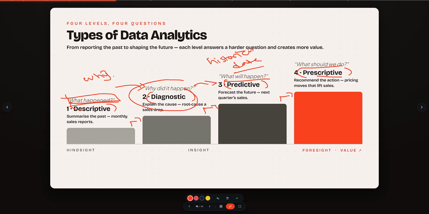All right, so as an example, it might recommend a specific pricing move to ensure we hit our sales target. So this is an example of going from descriptive to prescriptive analytics. All right, so we have descriptive, diagnostic, predictive, and prescriptive. Now let's go to the next thing.